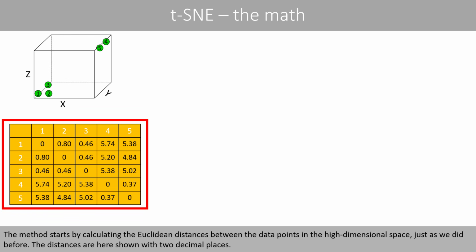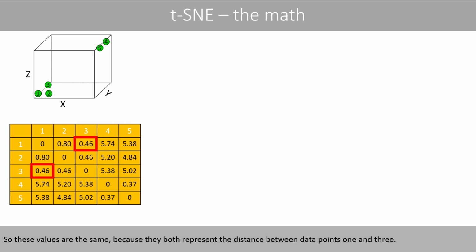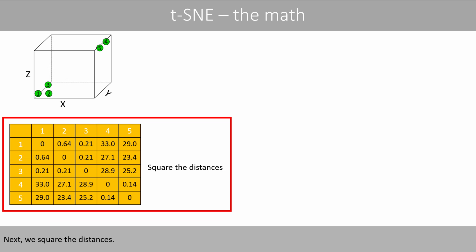The method starts by calculating the Euclidean distances between the data points in the high-dimensional space, just as we did before. The distances are here shown with 2 decimal places. Note that I also fill the upper triangle of this matrix, and you will see why soon. So these values are the same, because they both represent the distance between data points 1 and 3. Next, we square the distances.